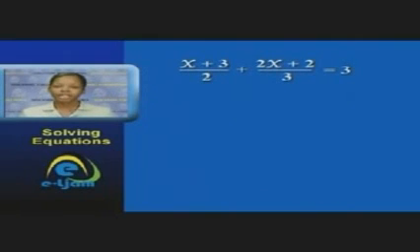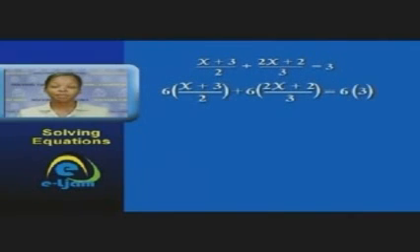Sometimes the fraction has more than one term in its numerator. For example, x plus 3 over 2 plus 2x plus 2 over 3 equals 3. Just as before, we find the LCM of the denominators 2 and 3, which is 6, and we multiply each term by it. This allows us to get rid of the fractions.